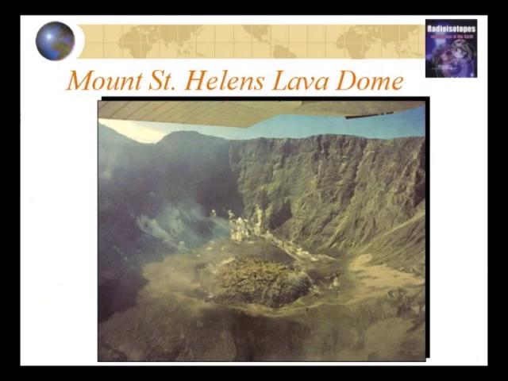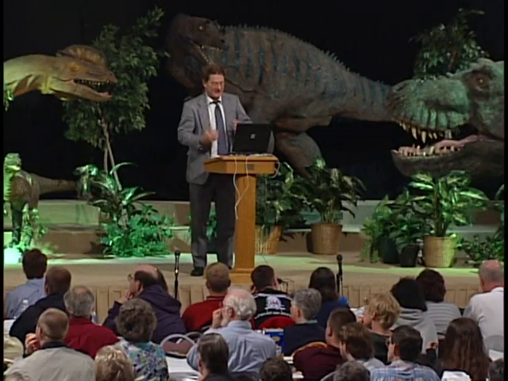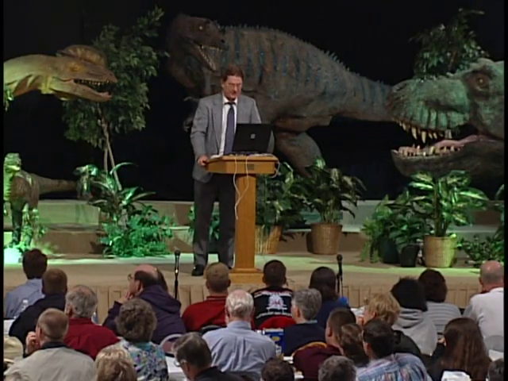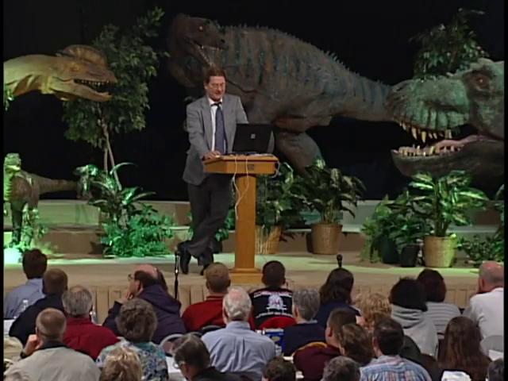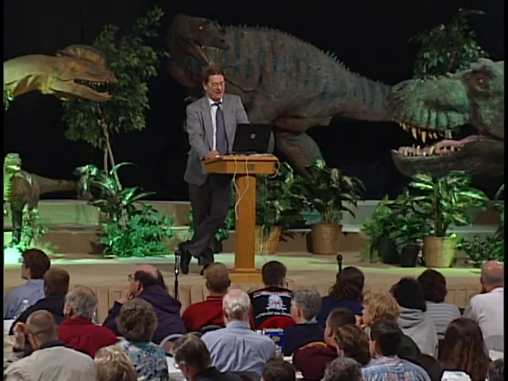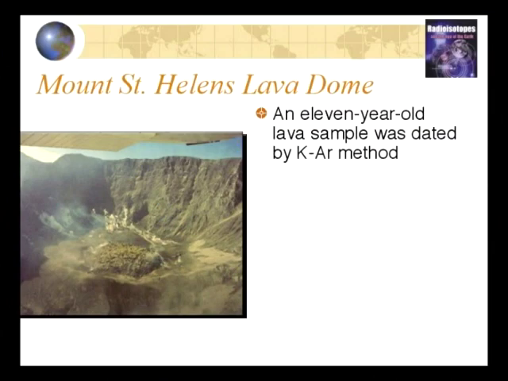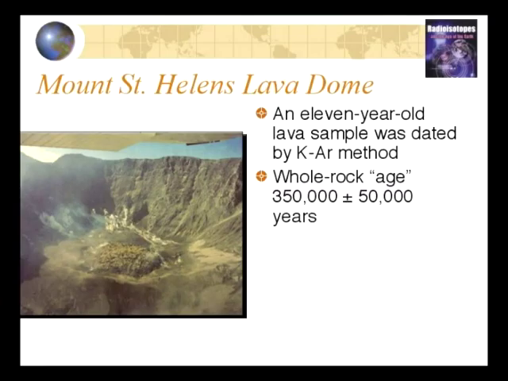I dated the lava dome at Mount St. Helens one day. I was walking up in the crater, and I collected from the lava dome a sample of the dacite lava dome that was extruded 11 years before, and I took it back and processed the mineral phases from it. An 11-year-old lava sample was dated by the potassium-argon method. I dated the whole rock, and I dated the mineral phases. The whole rock age was 350,000 plus or minus 50,000 years.